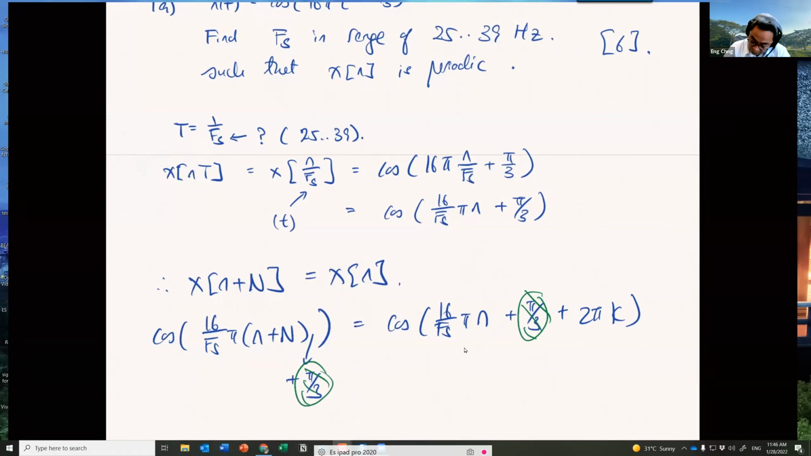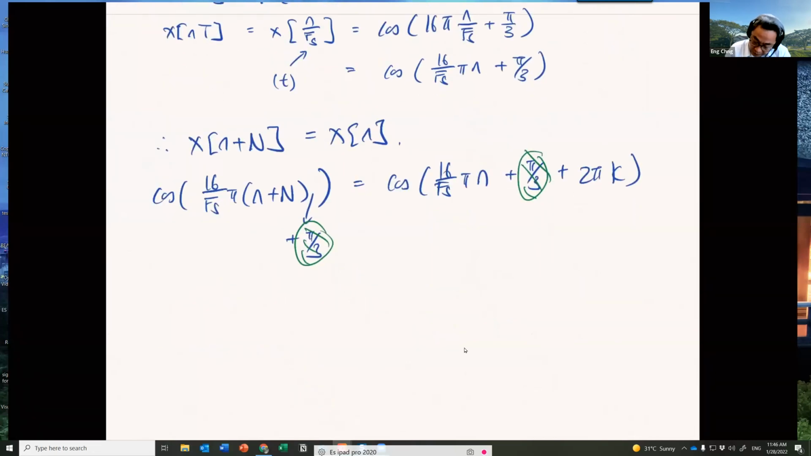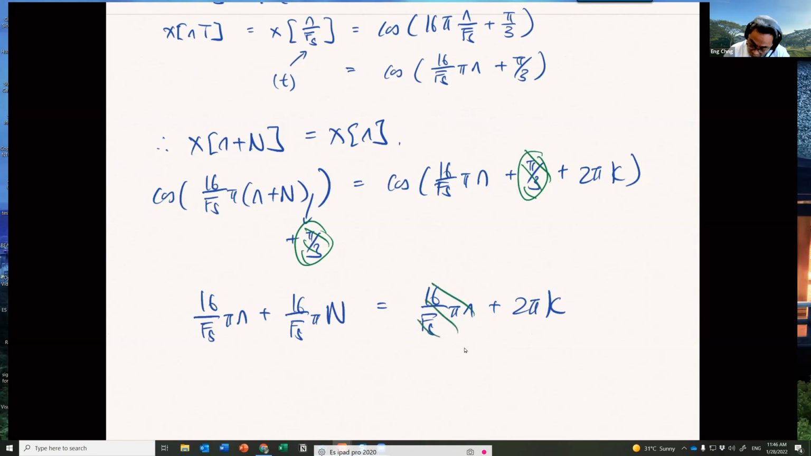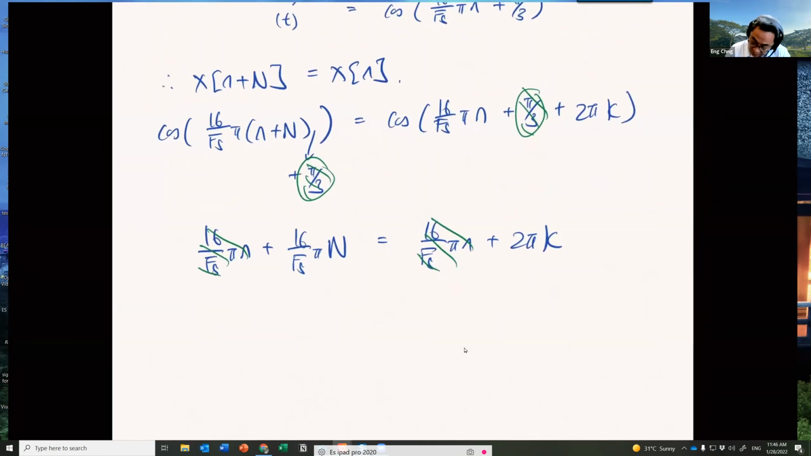All right. So all we are interested in is when does this happen, which is 16 over fs pi n plus 16 over fs pi N equals 16 over fs pi n plus 2 pi k. And again, this is exactly the same as before. The offset drops out. The only thing that matters is these two left and right hand sides here. And now we can solve for N. So now here we have a problem. We have a big N and we have an fs. Okay, so never mind. Let's push on.